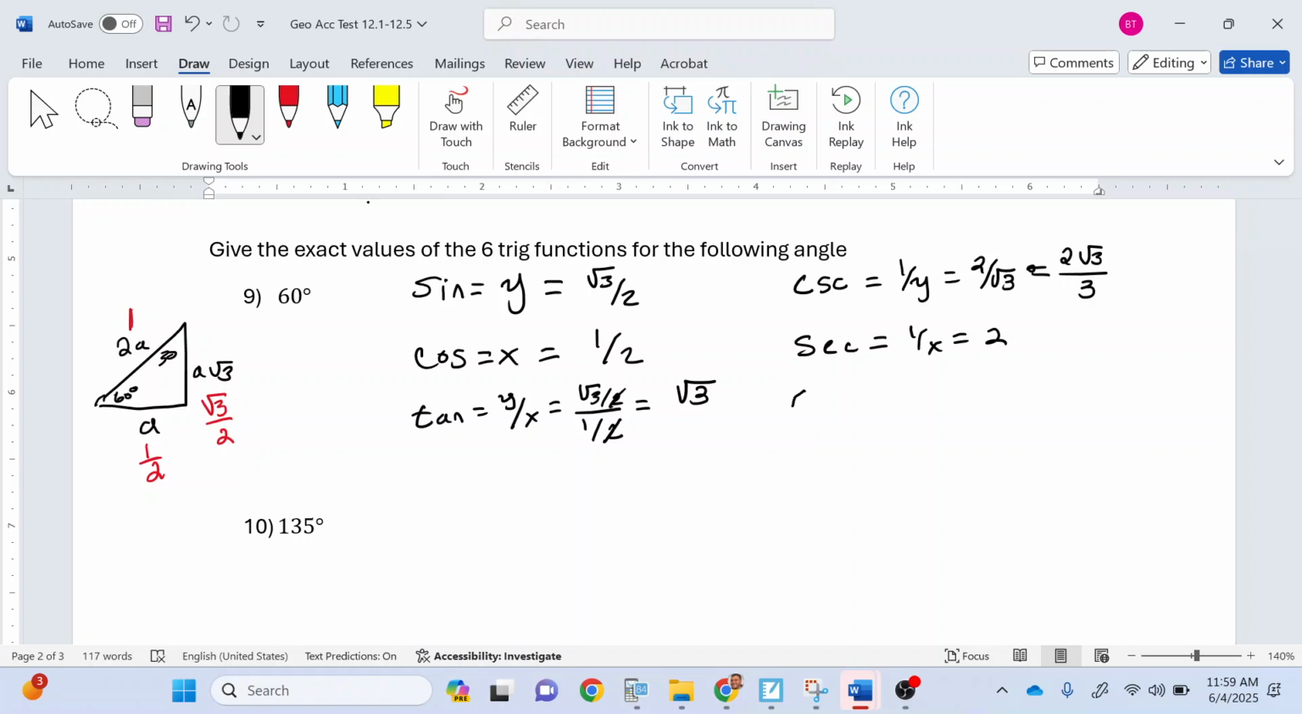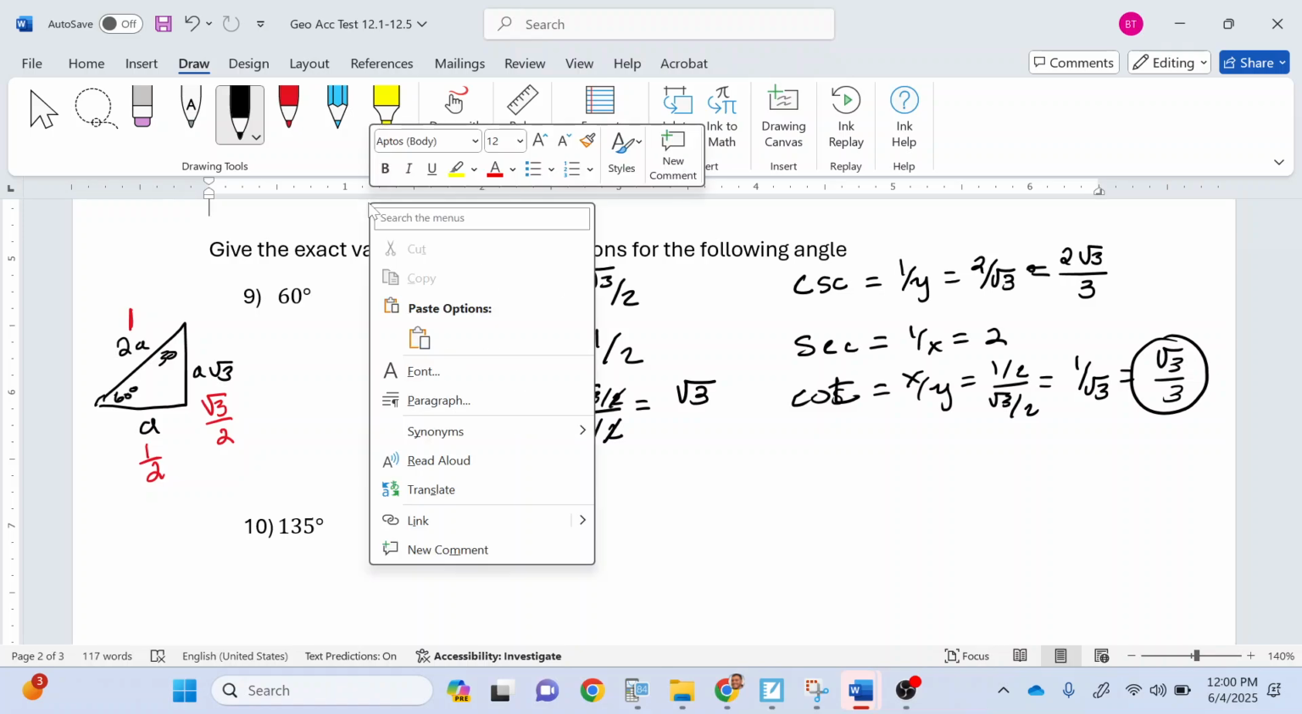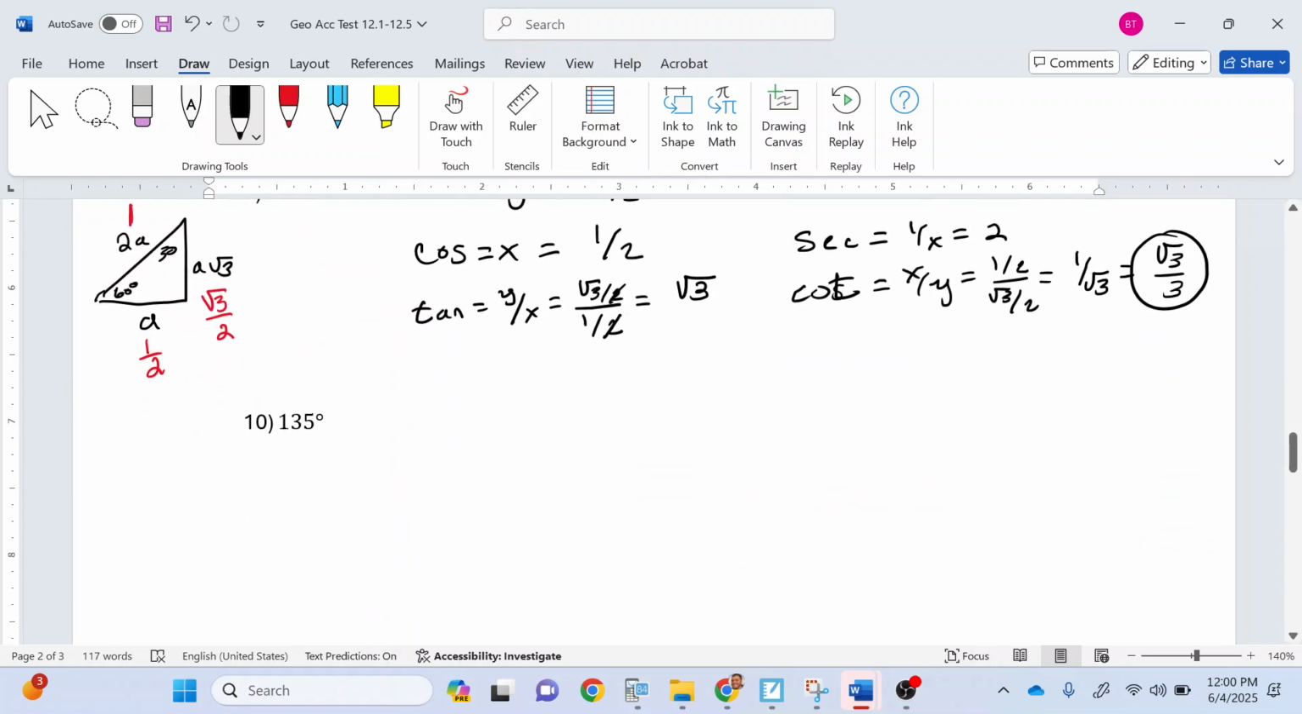And then cotangent would be x over y, which is 1/2 over root 3 over 2, which is 1 over root 3, which cleaned up would be root 3 over 3. Then you have to fix it because roots shouldn't be on the bottom. All right, next one: 135.